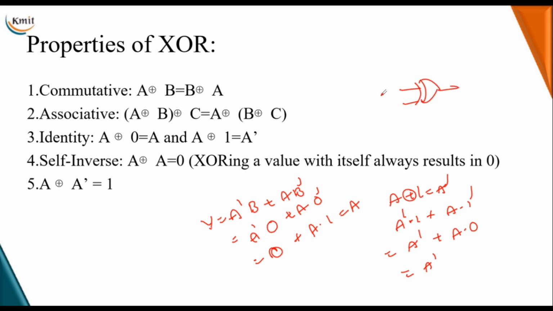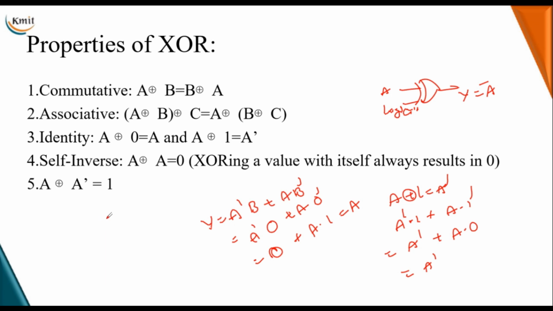It acts like a NOT gate because if you always apply logical 1 to one of the inputs, it will give you the output which is equal to the complement of its connected input. Then self inversion: A exclusive OR of A is equal to 0, A exclusive OR of A bar is equal to 1. So these are the 5 main properties of your exclusive OR gate.